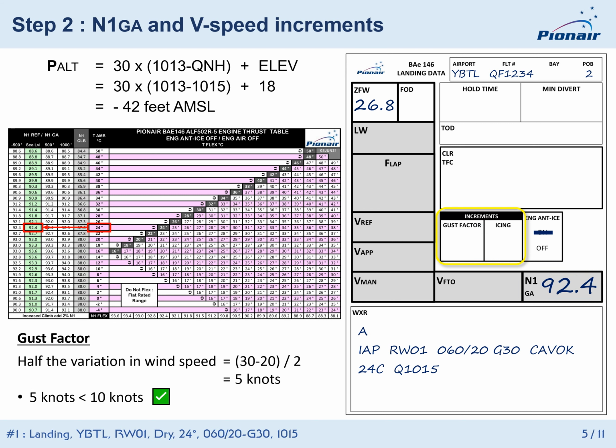So 20 gusting 30 gives us 10 knots of variation, half that is 5 knots, and onto the card it goes. Remember that while the icing factor is added to all bug speeds, the gust factor is only added to V approach and V rev.